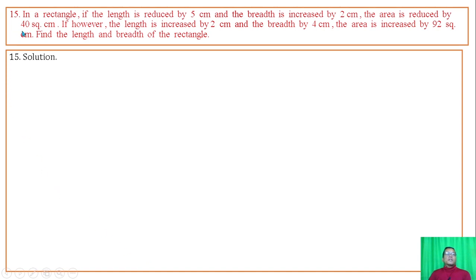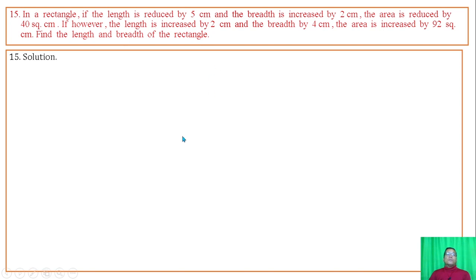15. In a rectangle, if the length is reduced by 5 cm and the breadth is increased by 2 cm, the area is reduced by 40 square centimeter. If however the length is increased by 2 cm and breadth by 4 cm, the area is increased by 92 square centimeter. Find the length and breadth of the rectangle.